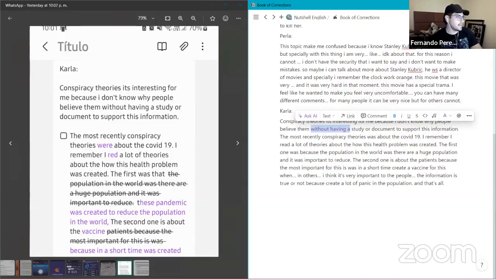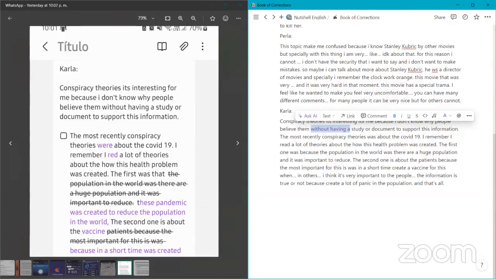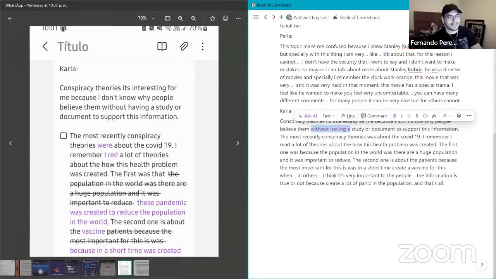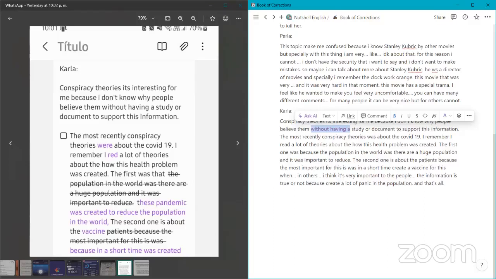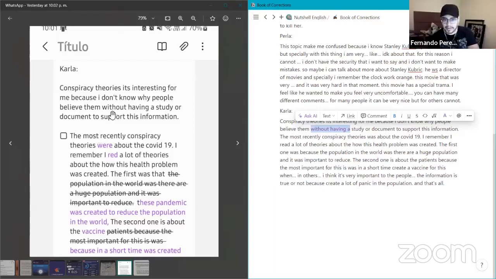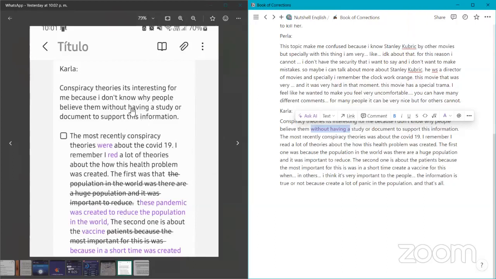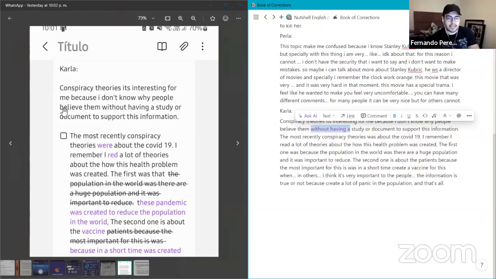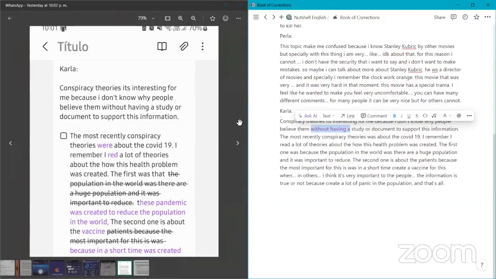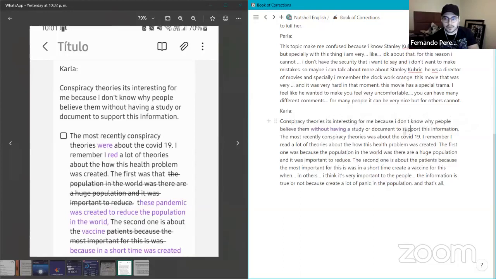Carlita, are you there? Can you hear me, teacher? You sound good. Sorry, I lost my connection for some seconds. Can you repeat, please? Okay, I repeat. So roughly sounds similar to not exactly, right? Okay. And not exactly is similar to say here, when you said believe them without having a study or document to support this information.